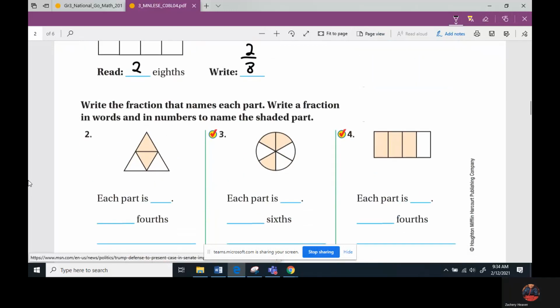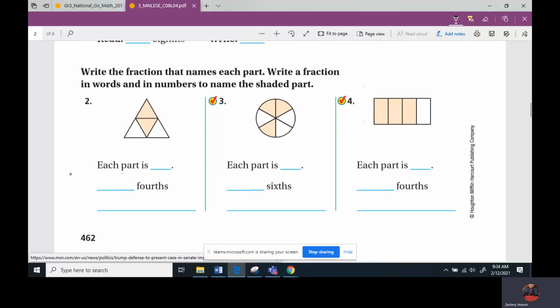Down here, it says write a fraction that names each part, write a fraction in words and numbers, and name the shaded part. So we know each part is 1, 2, 3, 4. Each part is 1/4. We know of those 4, 2/4 is shaded.